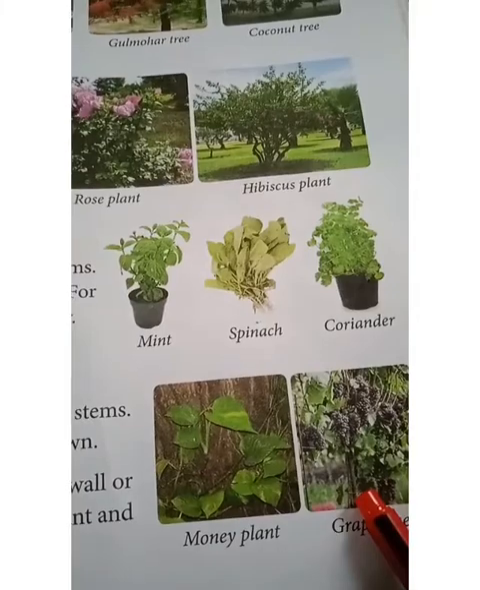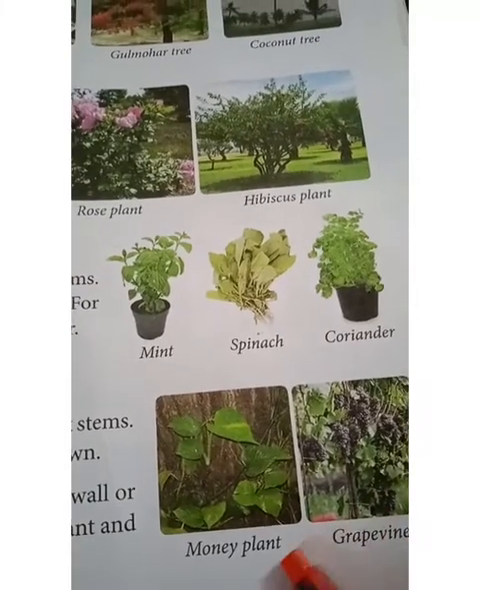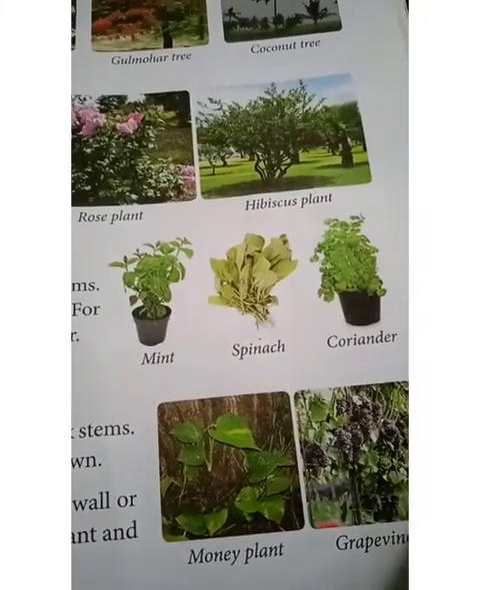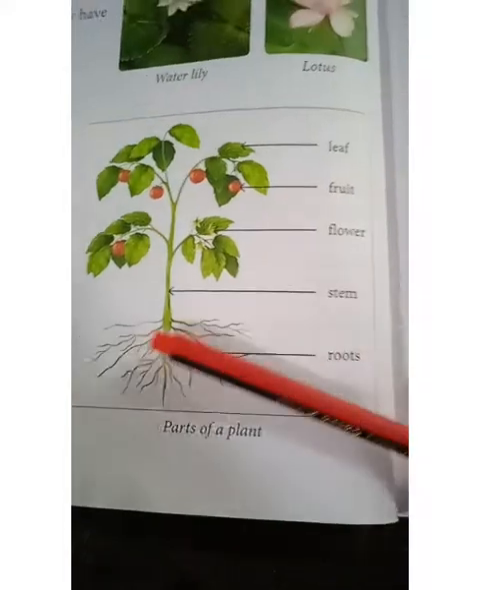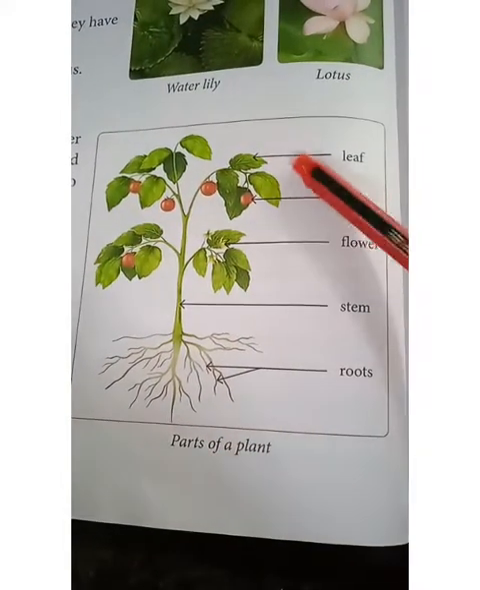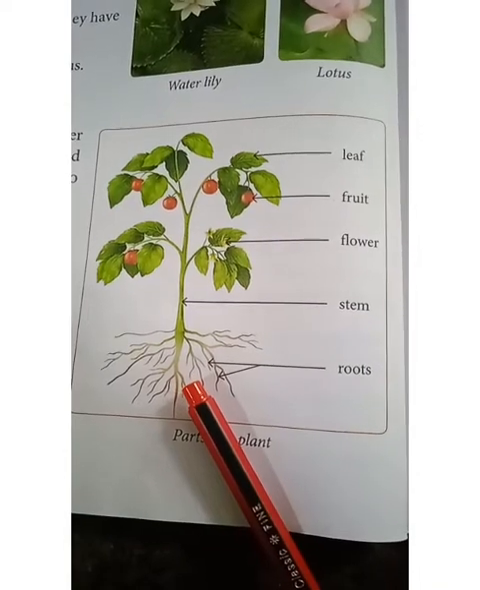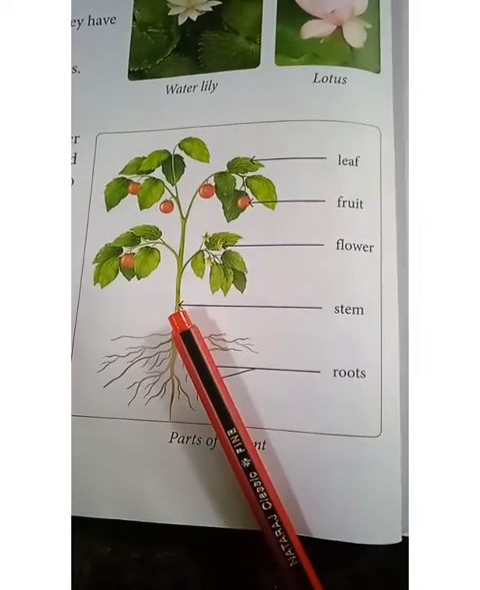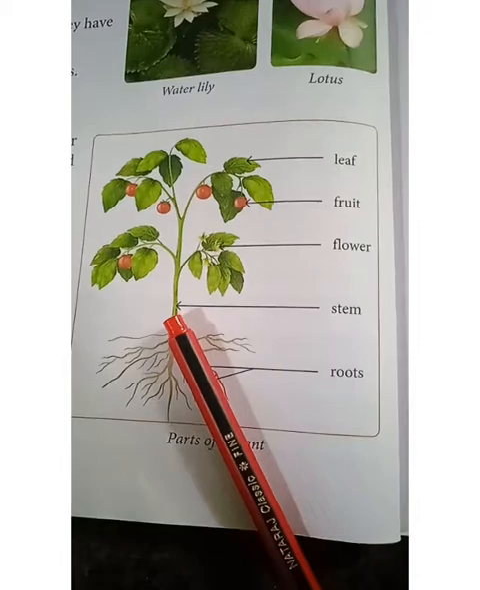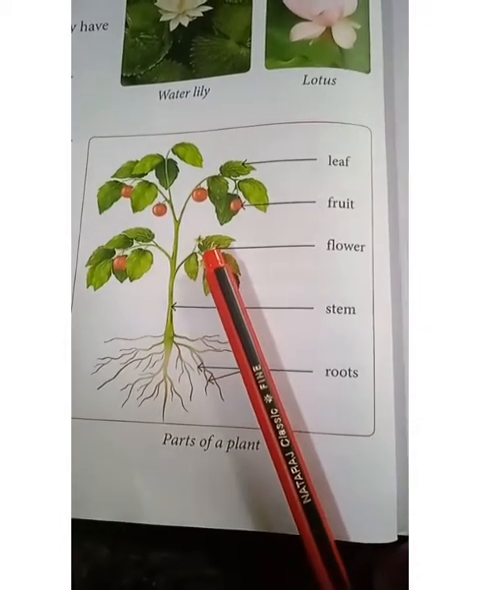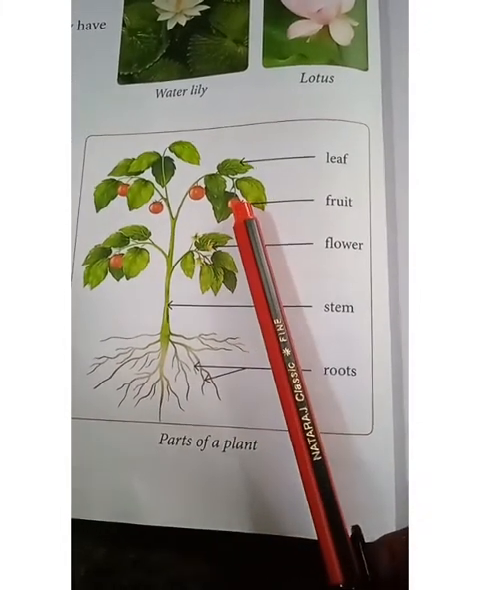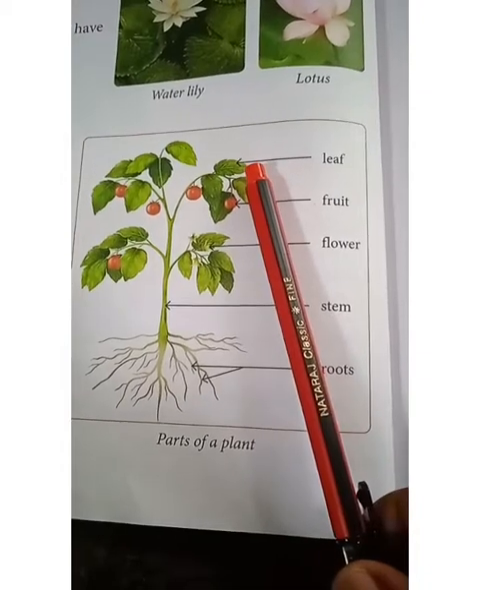Okay, now we are going to study about the parts of a plant. So this is the parts of a plant. This part is the root part. This part is the stem part. This part is the flower, fruits, leaf, isn't it?